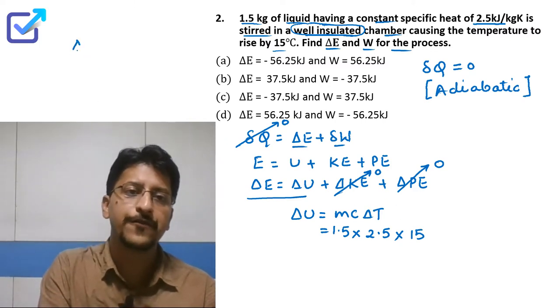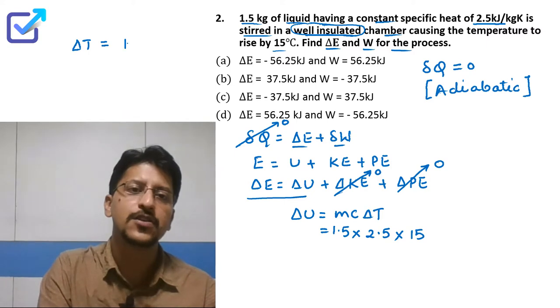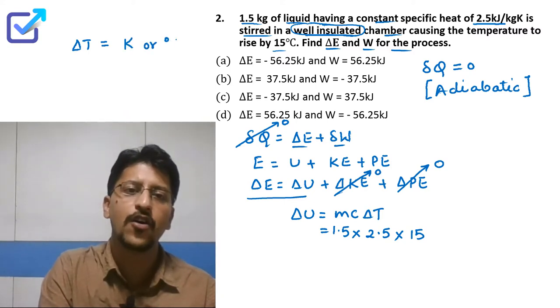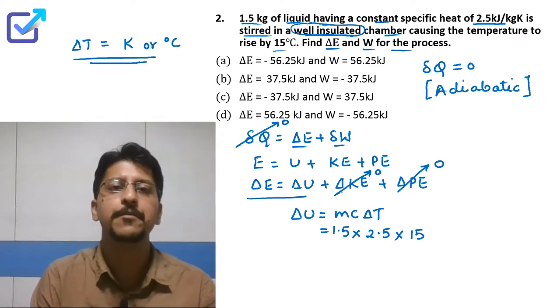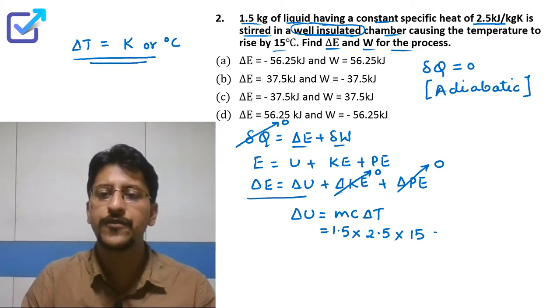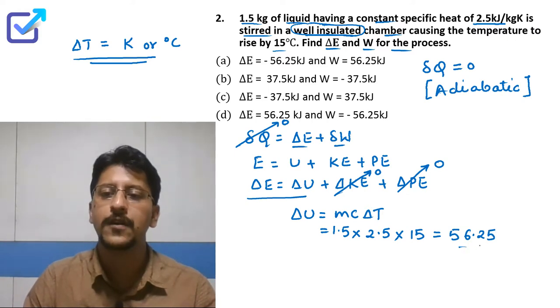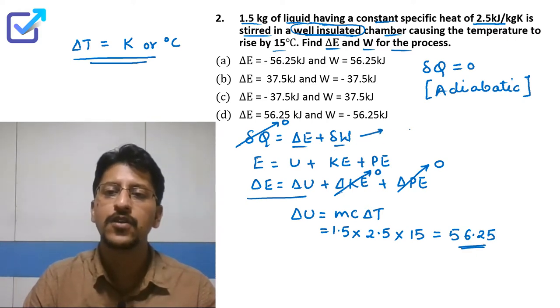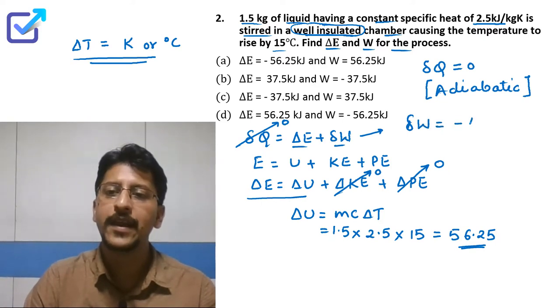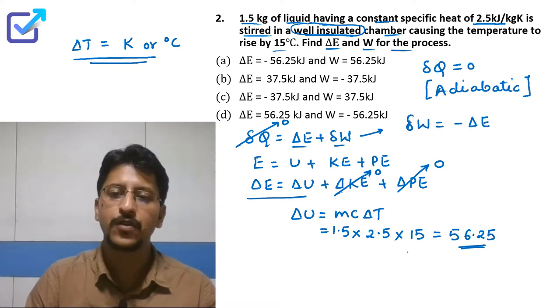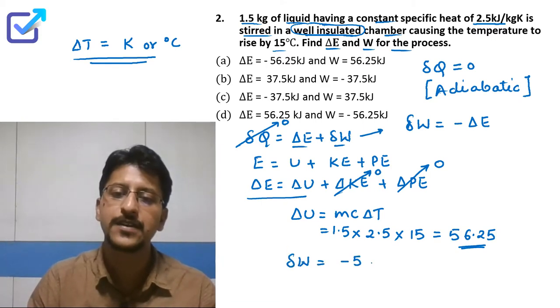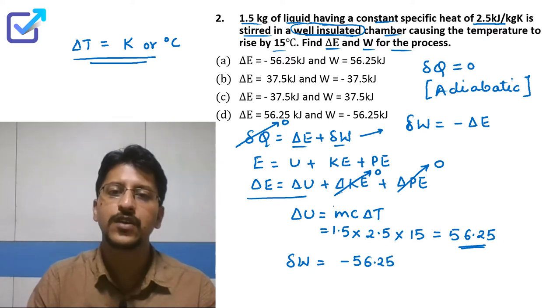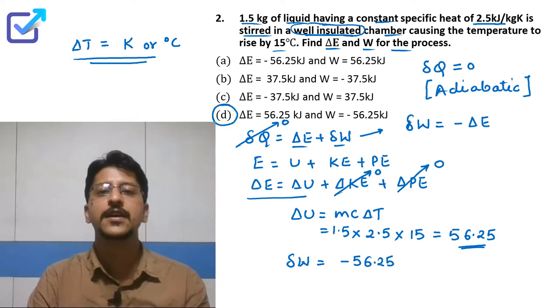So if we take the change in temperature, whether we take it in Kelvin or degree Celsius, both have the same meaning. Okay, so if you calculate this value, you will get 56.25 kilojoule. And from here we know that the work done will be numerically equal to delta E with a negative sign. So that means del W, or the work done, will be equal to minus 56.25. So the correct answer for this one is option D.